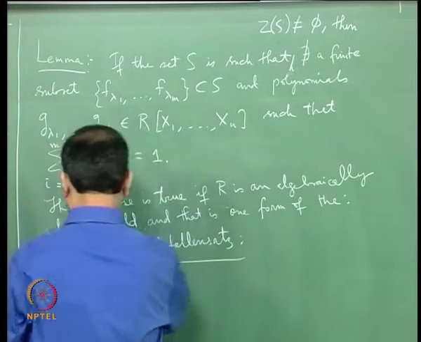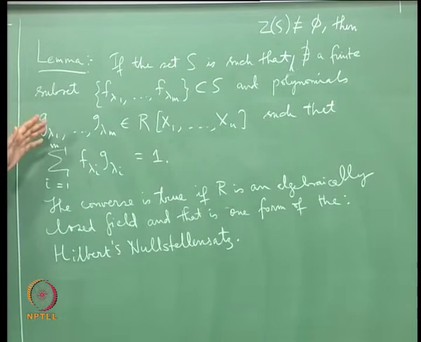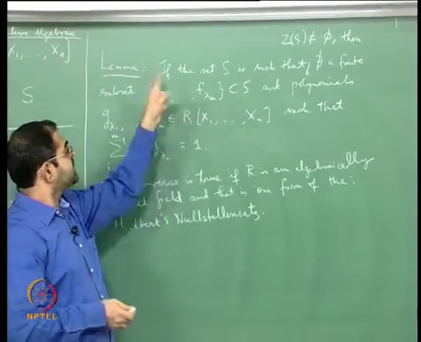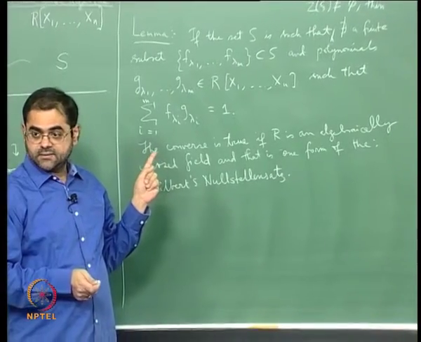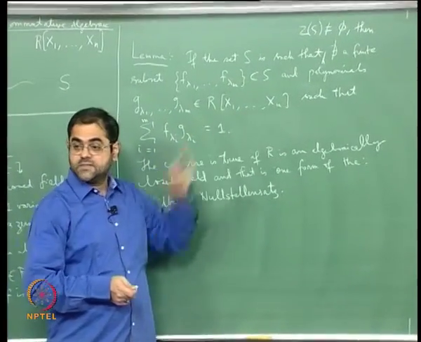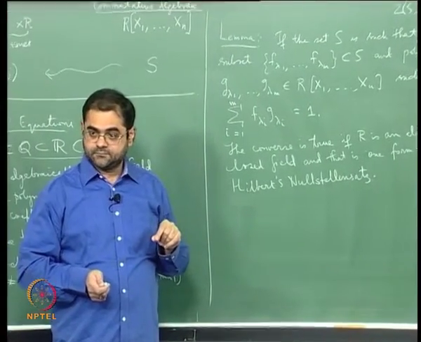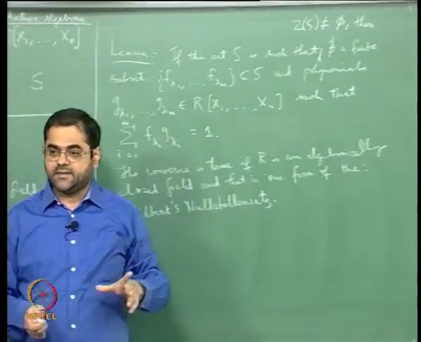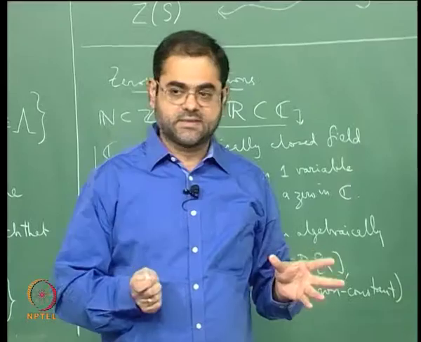So let me keep it like this, let me not state it. The converse will be that if R is an algebraically closed field and if the subset S of polynomials in the polynomial ring over R in n variables is such that no finite subset of it can generate 1, then the 0 set defined by that subset is non-empty. That is one form of the Nullstellensatz, which is usually called the weak form of the Nullstellensatz.